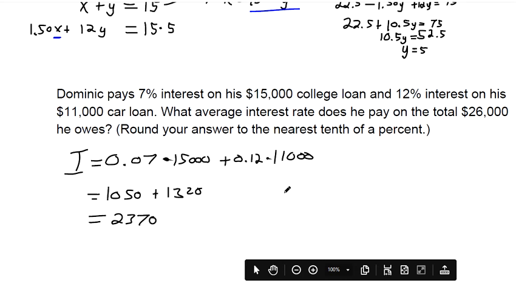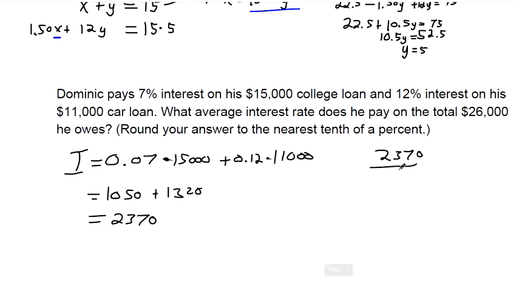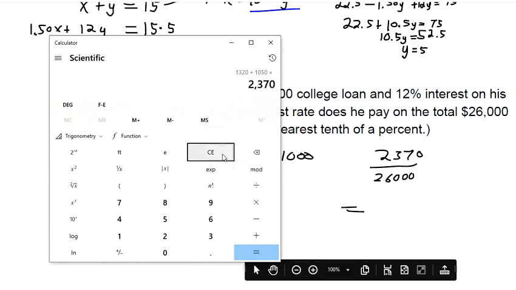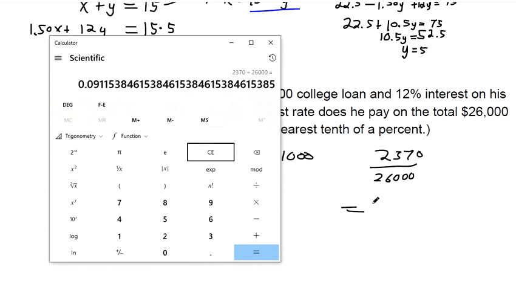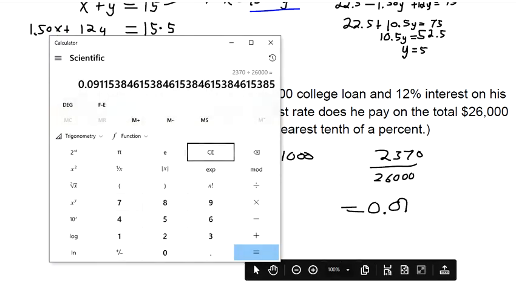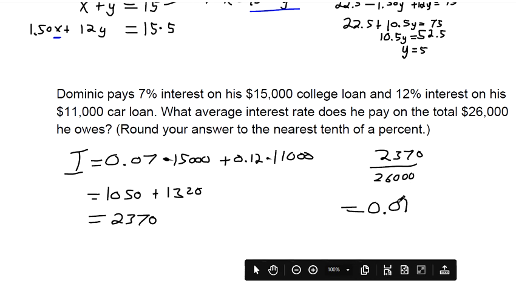So what's the average interest rate? Well, take the amount of interest you pay and divide it by the total amount of your loans, and that's going to tell you the interest rate. That's going to tell you the decimal form of the percentage, like we saw in previous sections when we worked on percentages. So it looks like 0.0912, which is 9.12%, or 9.1% to the nearest tenth. Okay?